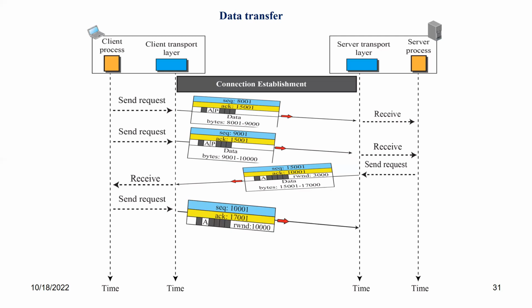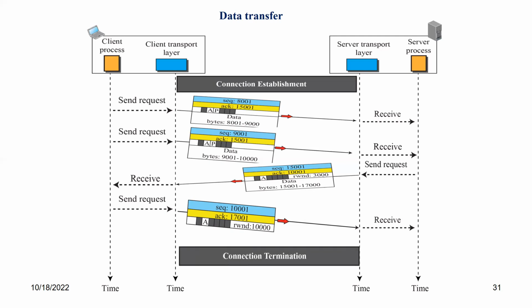The sequence number now should be 10,001. What is the acknowledgement? The last packet received is 17,000, so the acknowledgement is expecting 17,001. It is received. Next, all the data from the client side and the server side is received.